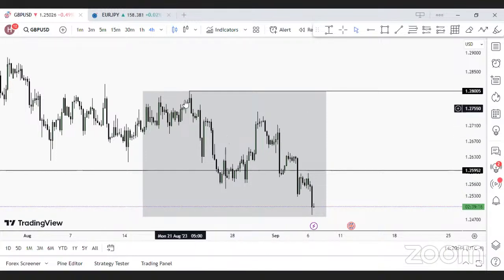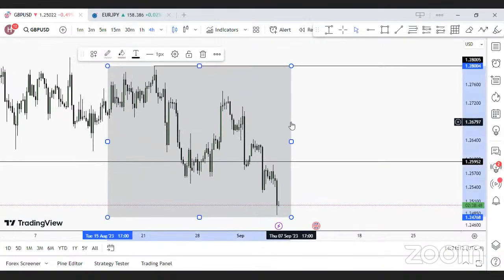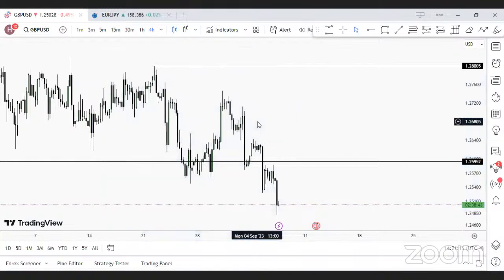This is from the 22nd of August 2023. The data from the 22nd of August 2023 to Wednesday the 6th of September 2023 is enough to tell what is going to happen next in the market. So let's delete this box so that we can see our market clearly.